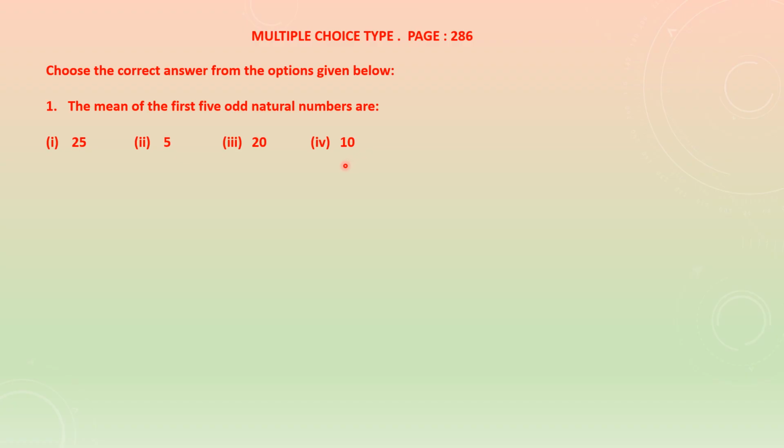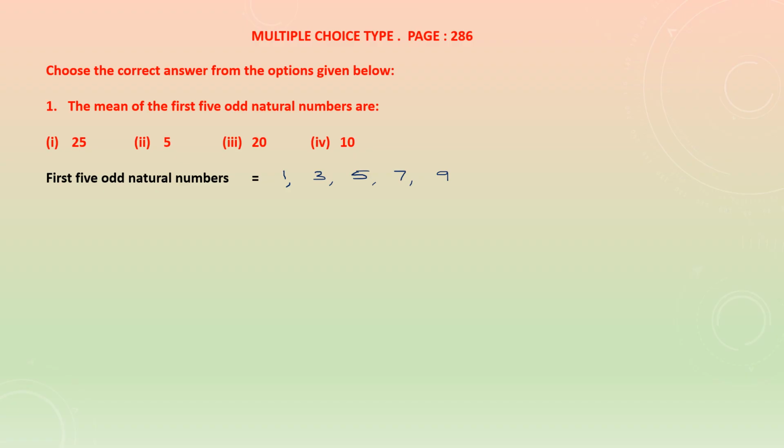So first we need to write down what the first 5 odd natural numbers are. Remember, natural numbers start from 1. So the first one is 1, then we have 3, 5, 7 and 9. These are the first 5 odd natural numbers.